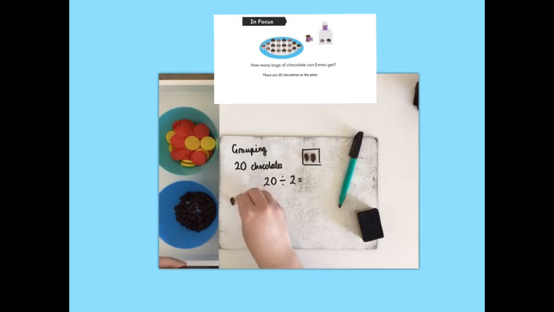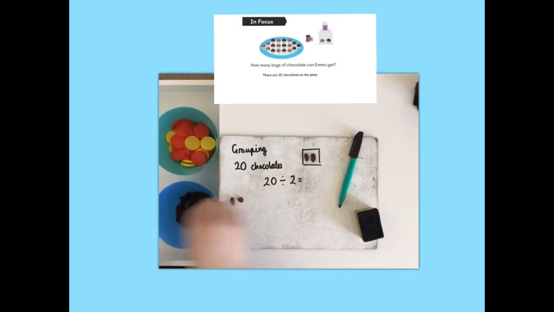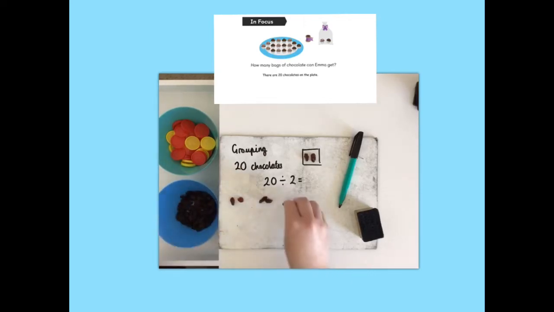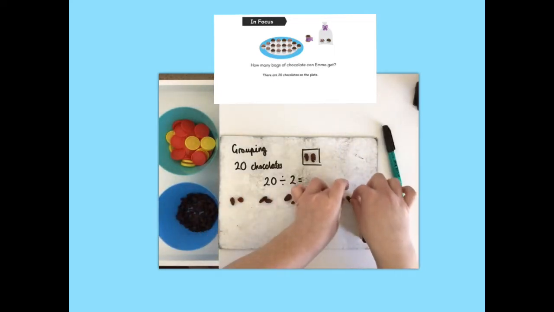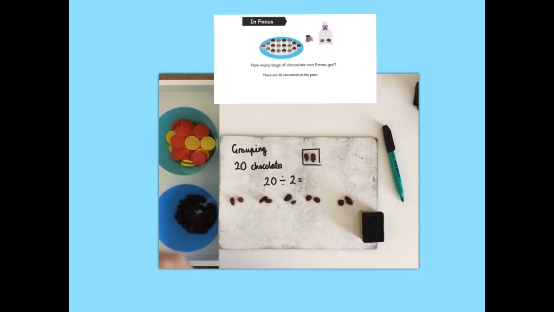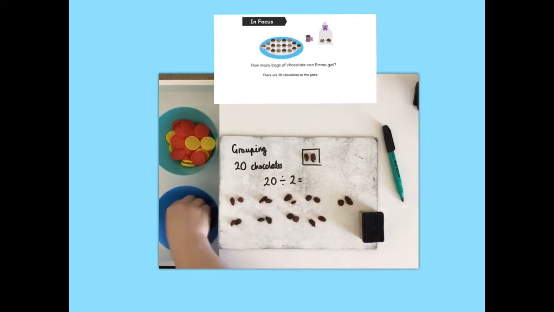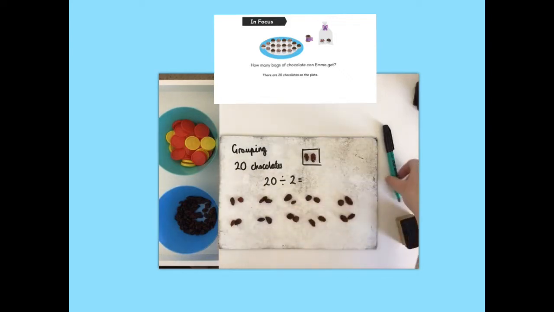So I have 2, 4, 6, 8, 10, 12, oh they've got a bit stuck together, 14, 16, 18, 20. So now that I've grouped them, I need to see how many groups I have all together.